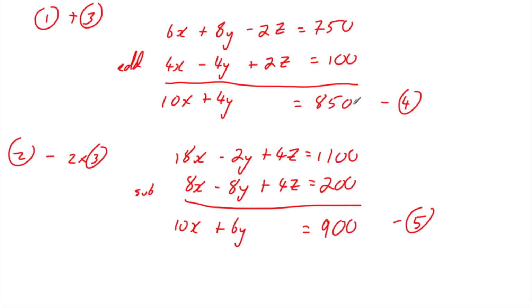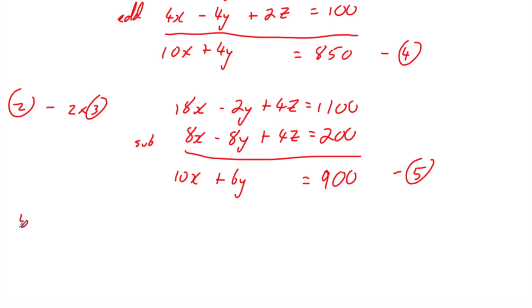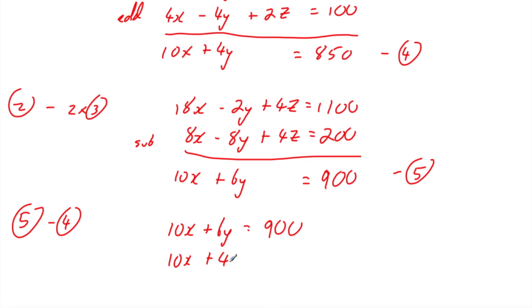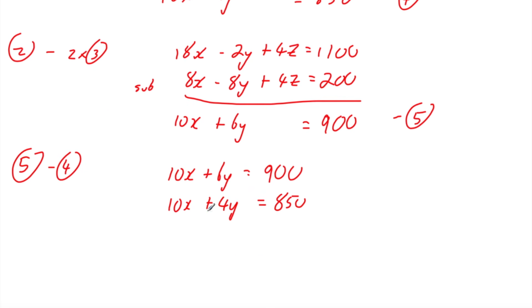Now this is great. If we look at equation 4 and equation 5, they both have 10x. That's fantastic. So I'm going to do equation 5, take away equation 4, because equation 5 has 6y's and equation 4 has 4y's. And if we take them away, then the number of y's will be positive. So let's do that. So equation 5 is 10x plus 6y equals 900. And equation 4 is 10x plus 4y equals 850. And then if we take them away from each other, let's see what we get.